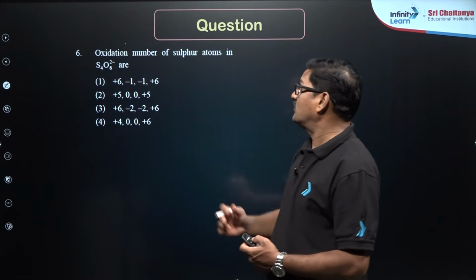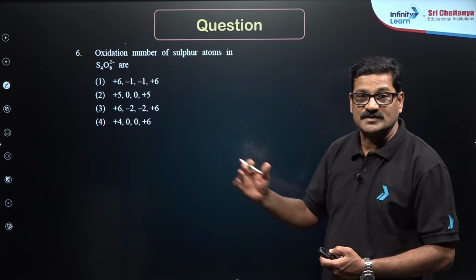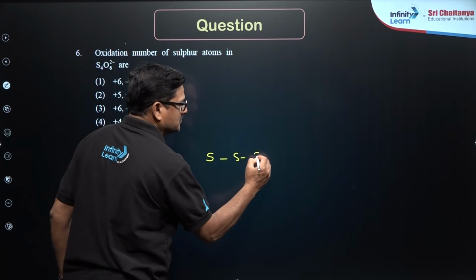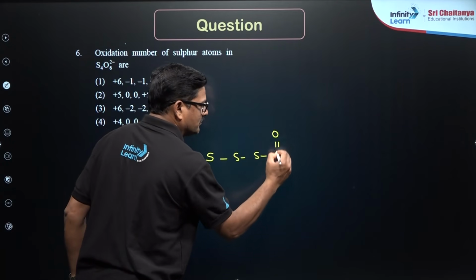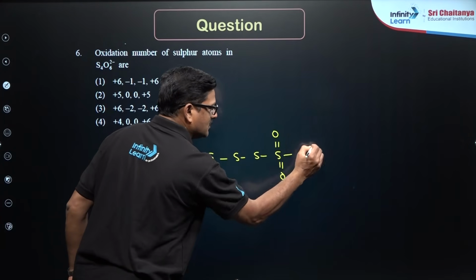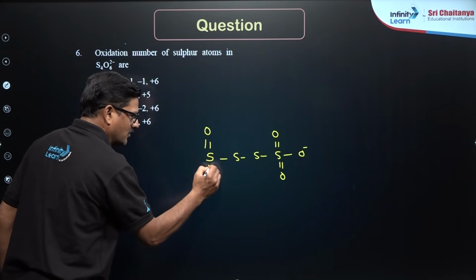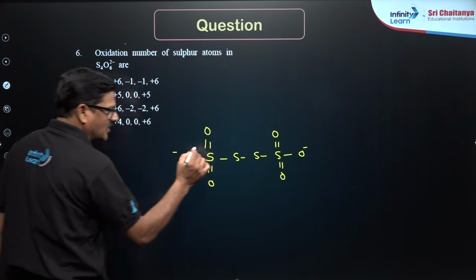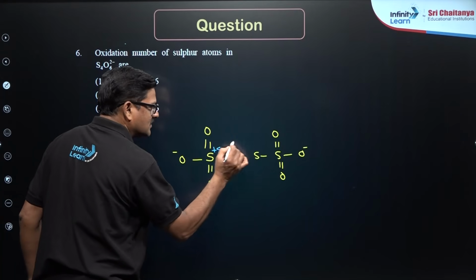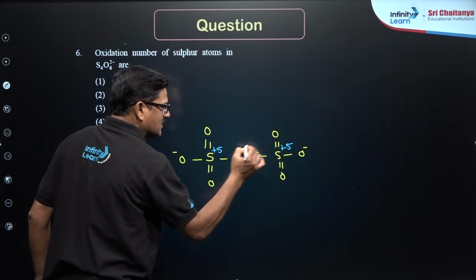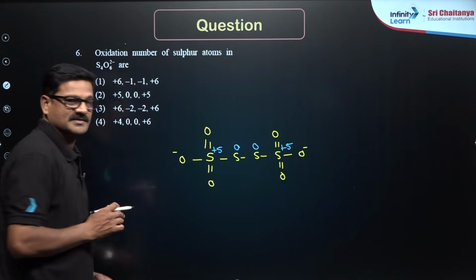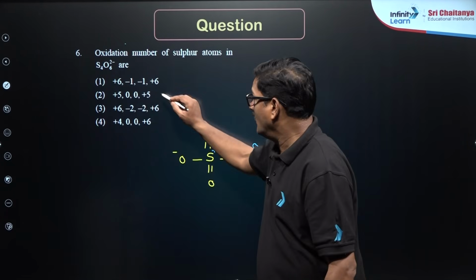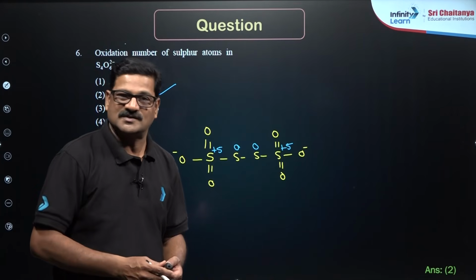Students, the oxidation number of sulfur atoms in S4O6 2- is asked, given as S double bond O, double bond O, O minus, double bond O, double bond O, O minus. If you check the oxidation states over here, it is going to be +5, +5, 0, 0. So it is going to be +5, 0, 0 and +5. Option 2 is the correct answer for this question.